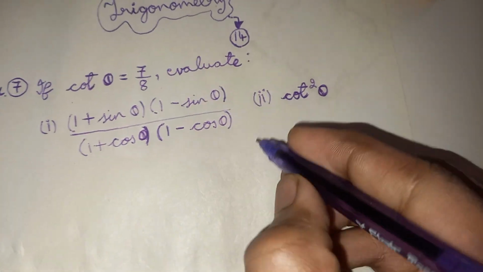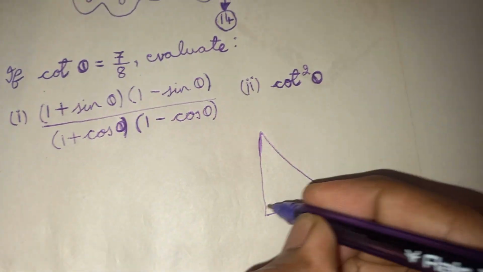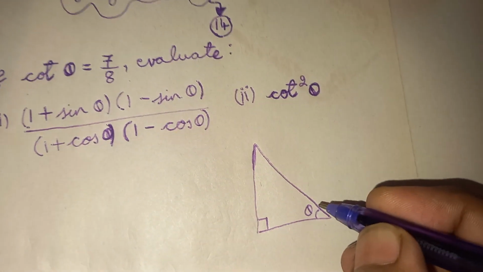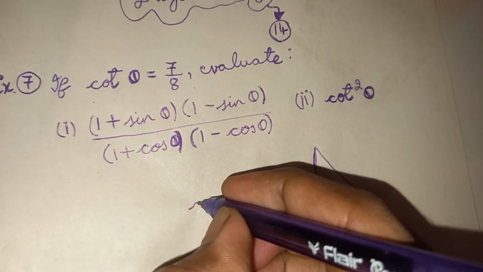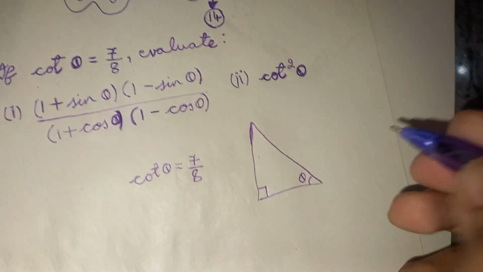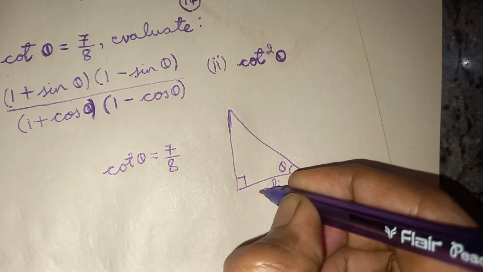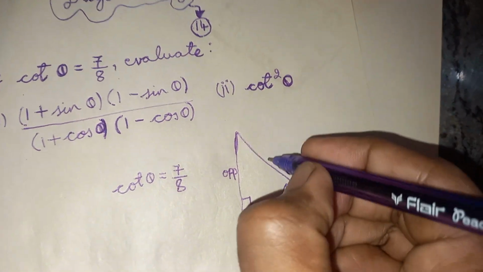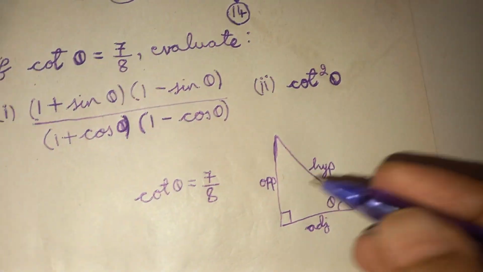Let's take a triangle, and in this triangle let's name this angle theta. The side joining theta becomes the adjacent, the side opposite to theta becomes the opposite, and this one becomes the hypotenuse. Now we can do this problem.